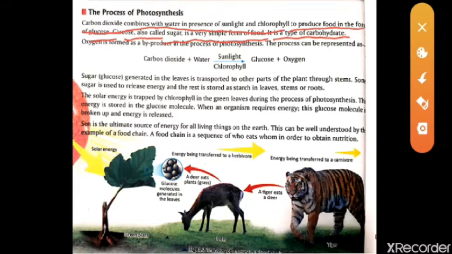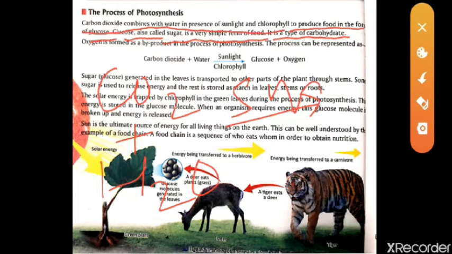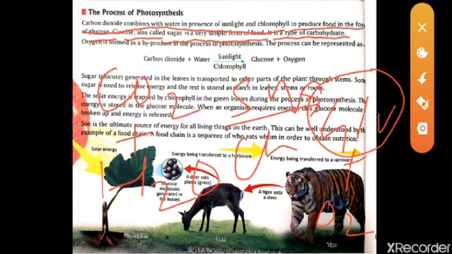So here it is written, simply, photosynthesis means carbon dioxide combines with water in the presence of sunlight and chlorophyll to produce glucose and oxygen. This is known as photosynthesis. Now this glucose is the simple sugar. That means this is the very simple form. It is also a type of carbohydrate.